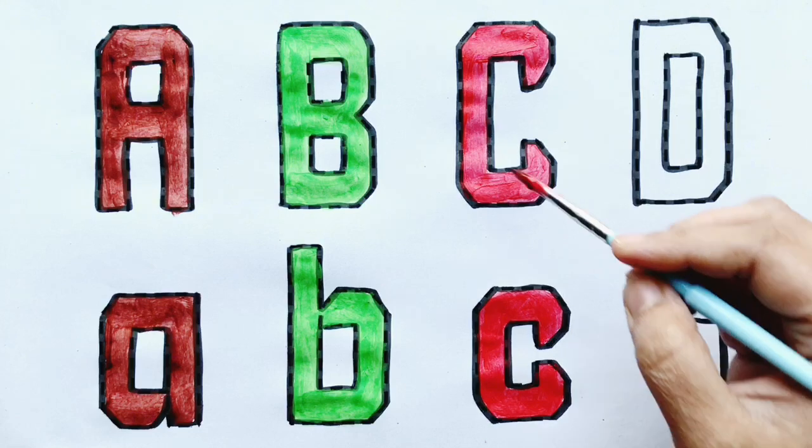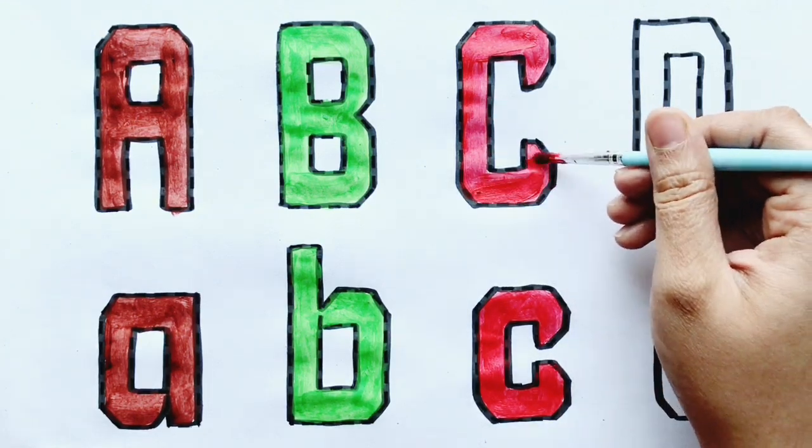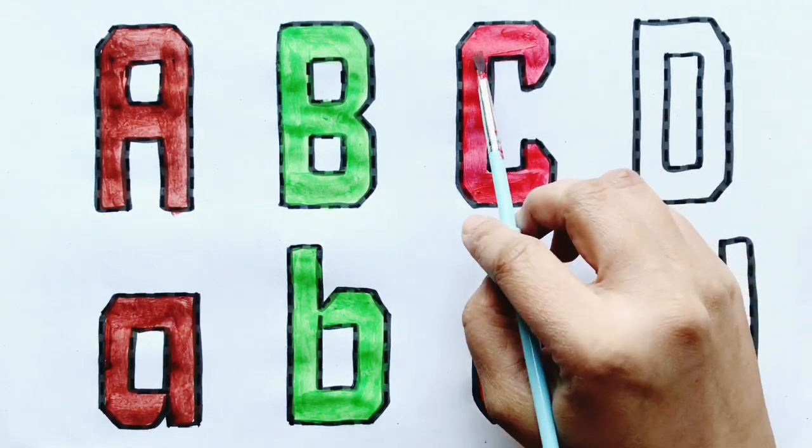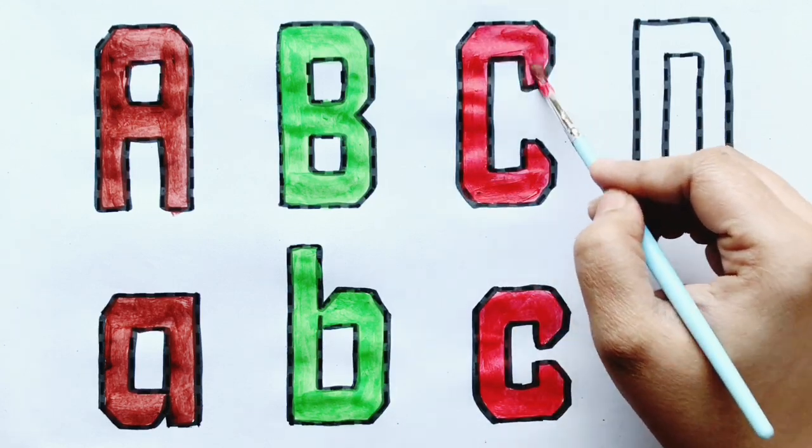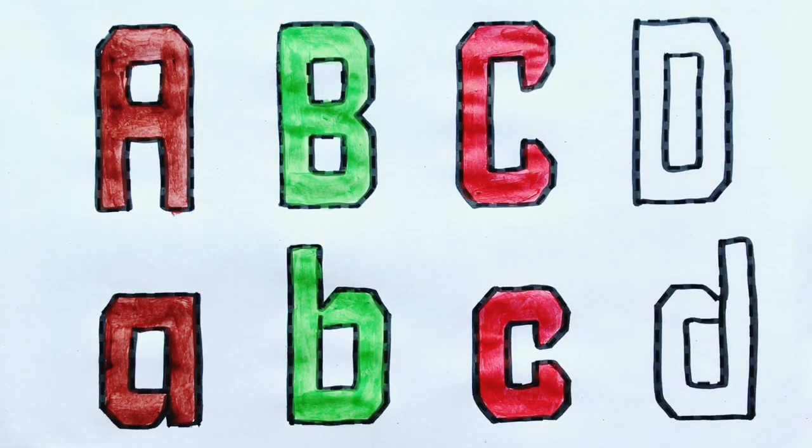Yeah, let's see a list of words that start with the letter A. Apple, angel, address, animal, answer, April, autumn.